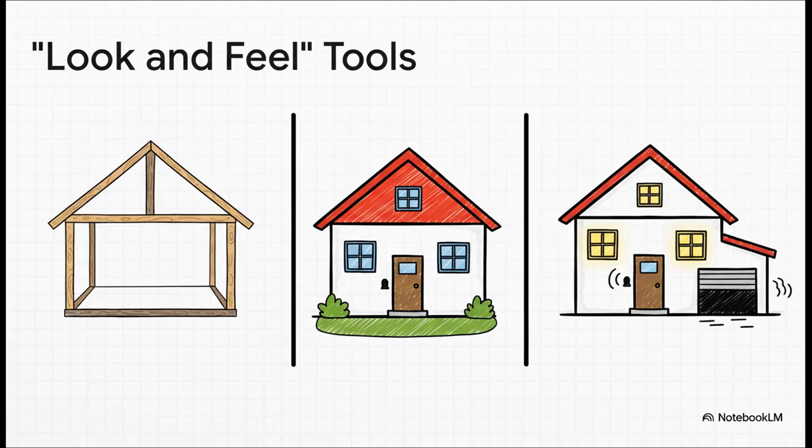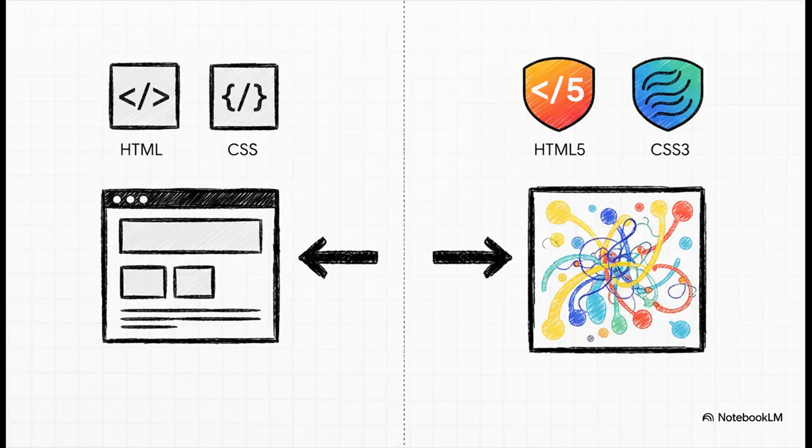Then you bring in CSS, and that's all the style. That's the paint color, the furniture, the curb appeal. And then you've got JavaScript. That's the magic. It's the doorbell, the light switches, all the things that actually make the house come alive and respond to you. And here's what's cool.